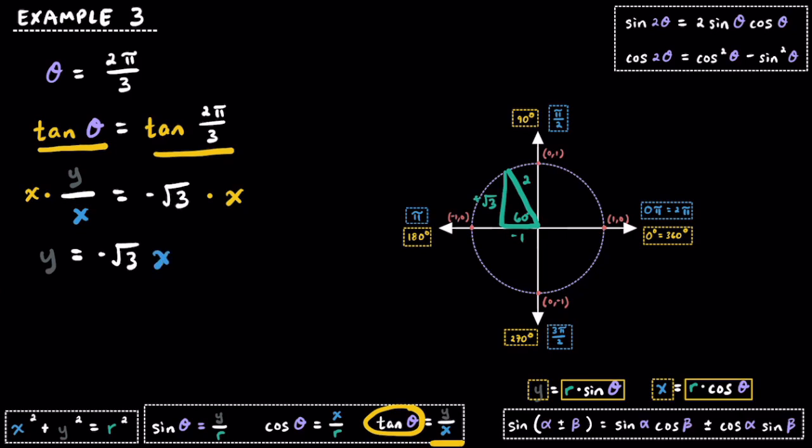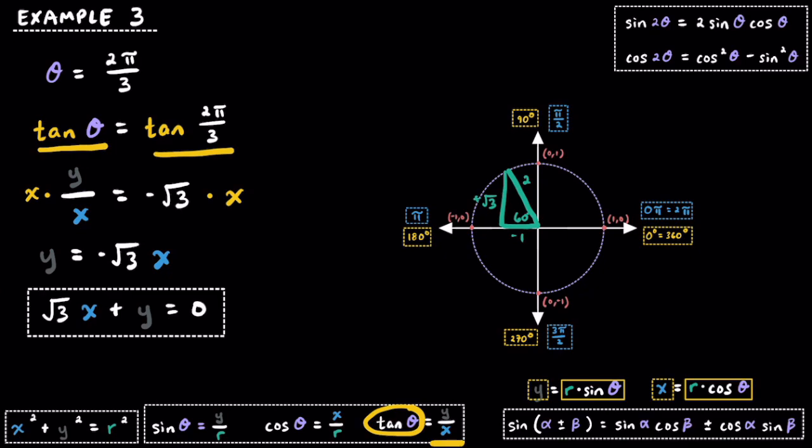And to get everything on the same side and make it equal to 0, we can add negative root 3x to both sides, and then we'll get positive root 3x on the left side, plus the y, and that's going to equal 0. This would be a rectangular form of the equation.